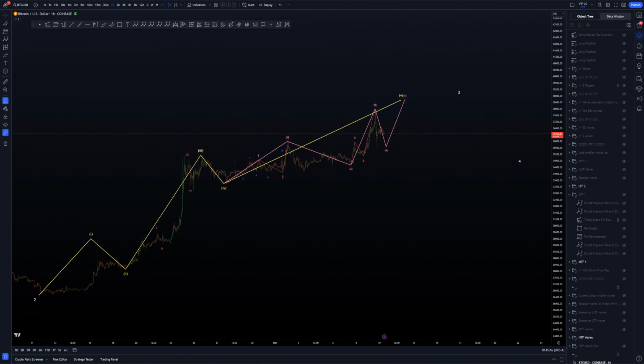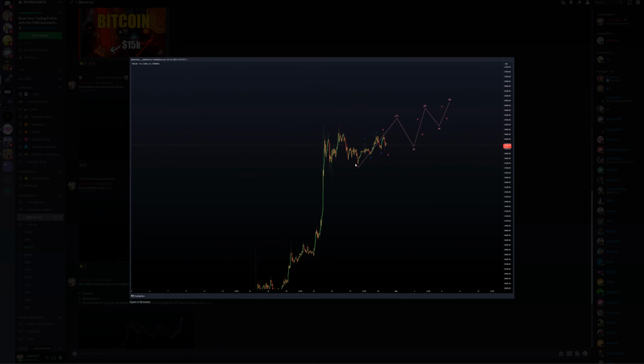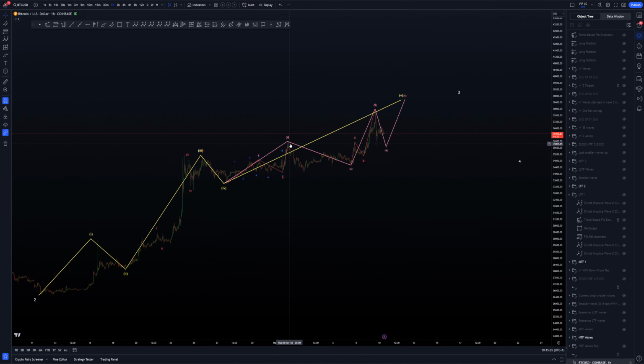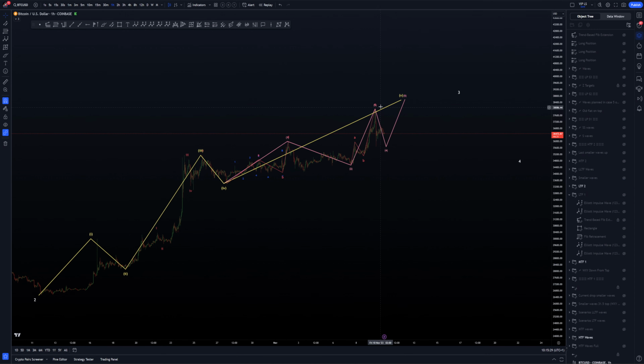So clearly ending, we have planned the less probable count. We have planned here such an ABC. So we make the ABC here, we make the correction for the wave 2, and we make another ABC for the wave 3.